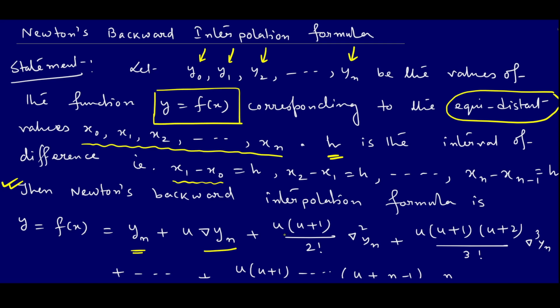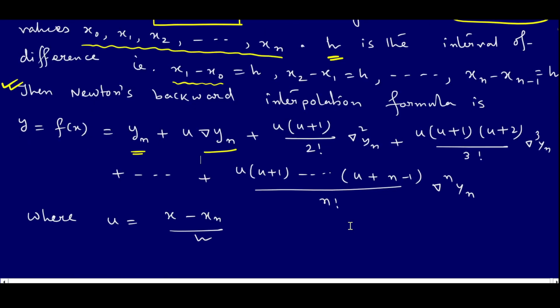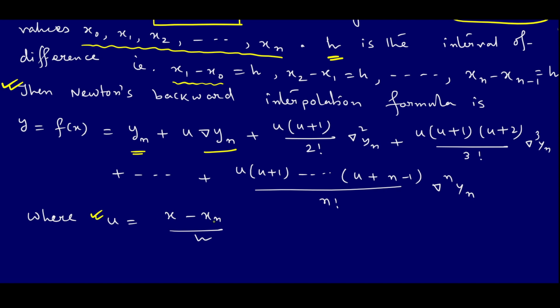The third term is u into u plus 1. In forward, it is u into u minus 1 by 2 factorial, then delta square y0, but here it is u into u plus 1 by 2 factorial, nabla square yn. Other terms will follow like that. Here u is also different. In the forward formula, u was x minus x0 by h, but here it is x minus xn by h. These are the little changes from Newton's forward interpolation formula. So let us prove it.